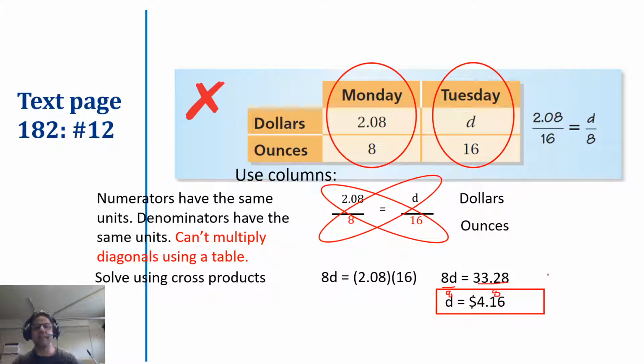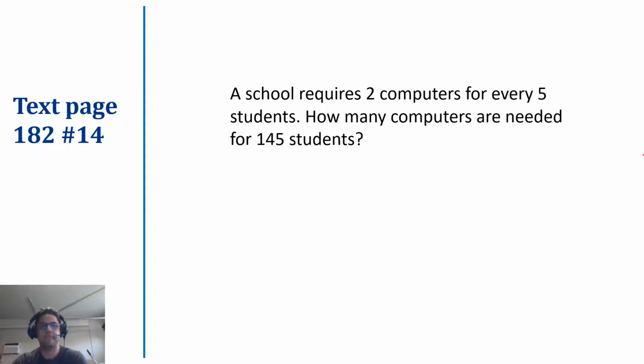But what if they set it up as the rows? Well, that would be 2.08 divided by D equals 8 divided by 16. So they didn't really set up the problem correctly. They just grabbed stuff from the data table. I think that's what we're showing over here. They just went ahead and did it from the data table. Yeah, that's silly. I don't even know what they did. Silly kid.